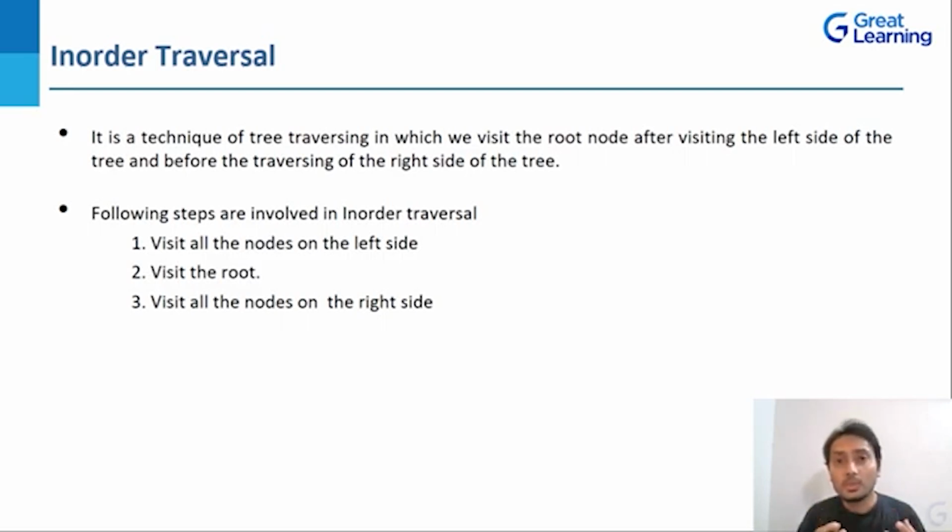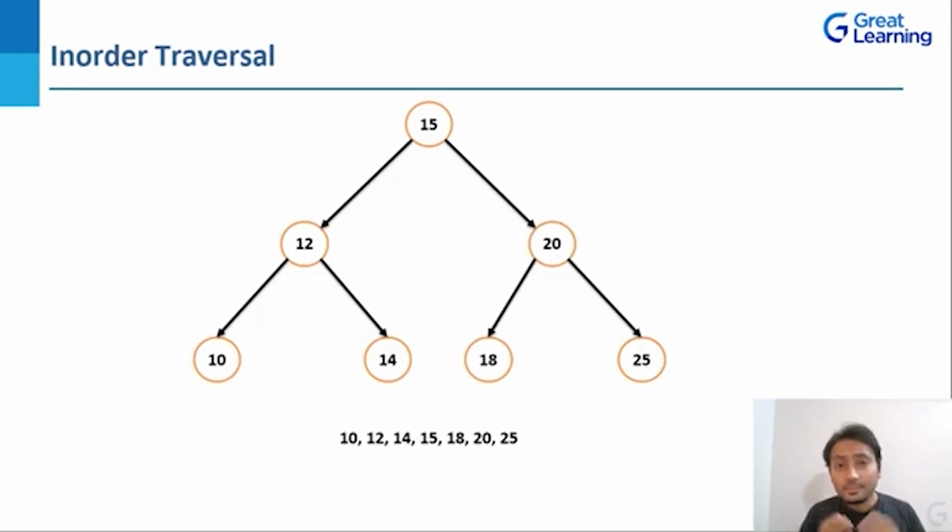Now, what are the uses of in-order traversal, and how do we implement it? We'll try to understand this with an example so that it will be more clear. Just look at this example. We have a tree here, and we want to perform in-order traversal on it. Just observe the tree and be with me. At the root node we have 15, on the left side of the root we have 12, and on the right side we have 20.